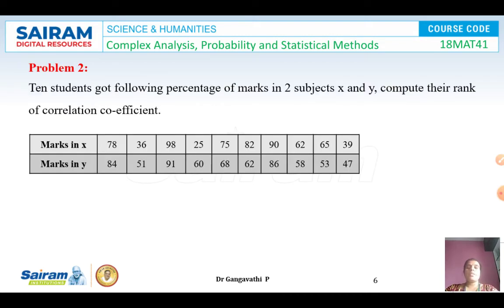Similarly, let us see another example. There are 10 students who got the following percentage of marks in two subjects X and Y. Compute their rank correlation coefficient also. So now marks in X are given as 78, 36, 98, 25, 75, 82, 90, 62, 65, 39. First student has got this, second student, third student, fourth, fifth, sixth, seventh, 8, 9 and 10 students. The marks in subject X and subject Y for those 10 students are tabulated here. It has asked us to find the rank correlation coefficient.